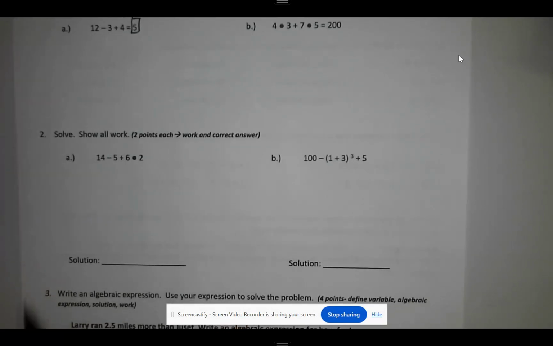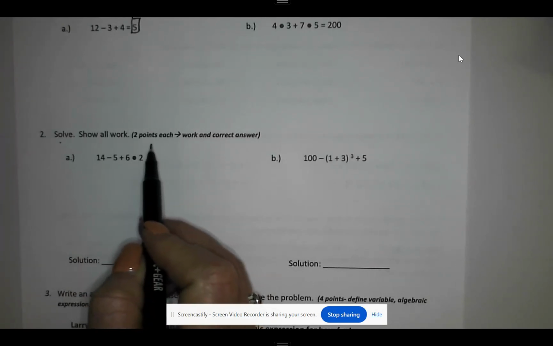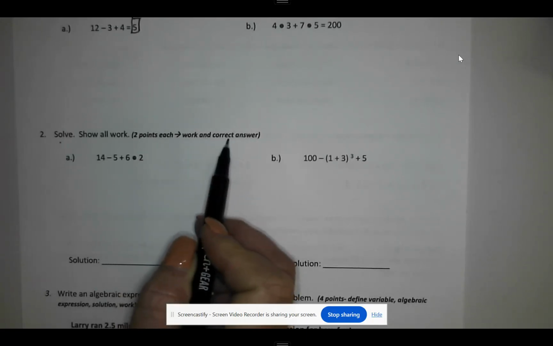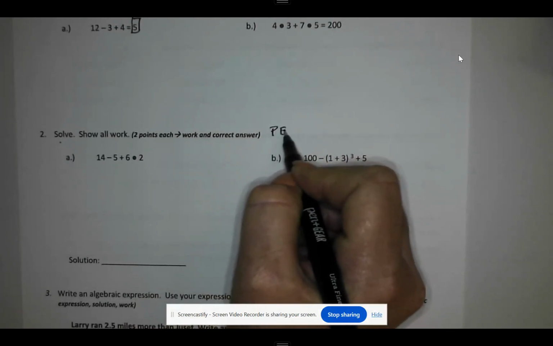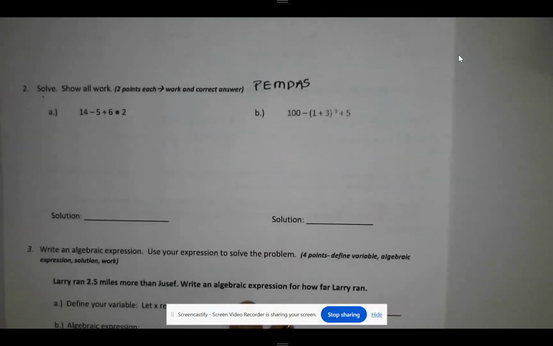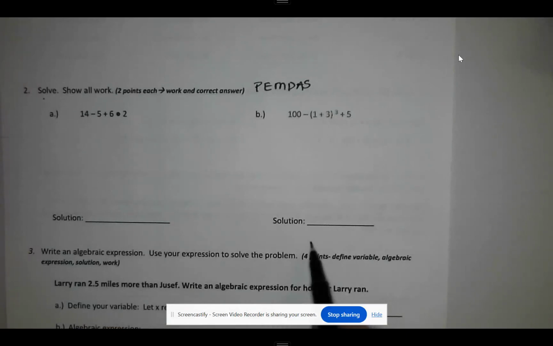Part 2, number 2, solve. Show all work. These are worth 2 points each. Showing all work is one of the points and the correct answer is the other. Remember to use PEMDAS. Make sure you write the solution or the answer to your problem below. Pause the video until you have completed this section.